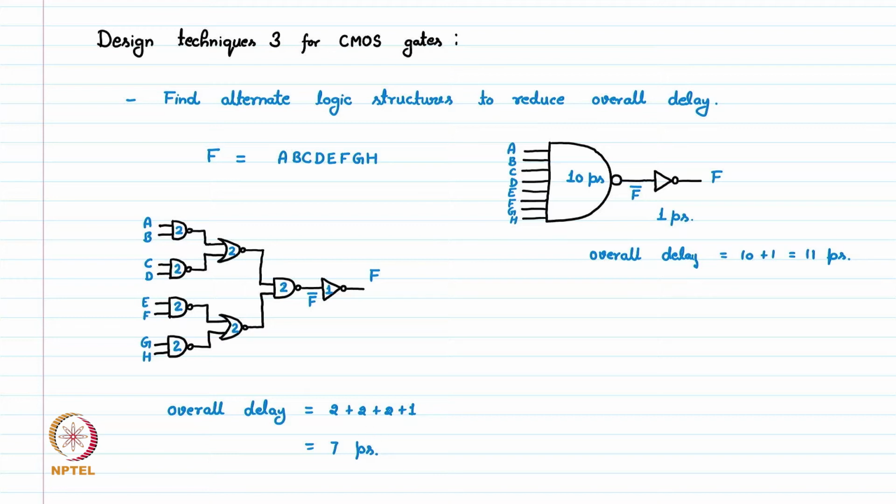So here we can see, just by implementing the logic using different logic gates, we can reduce the overall delay from 11 picosecond to 7 picosecond by using some Boolean algebra. By Boolean algebra we can reduce the logic in such a way that we use only 2 input logic gates. So this is one of the techniques we use to optimize the logic delay.